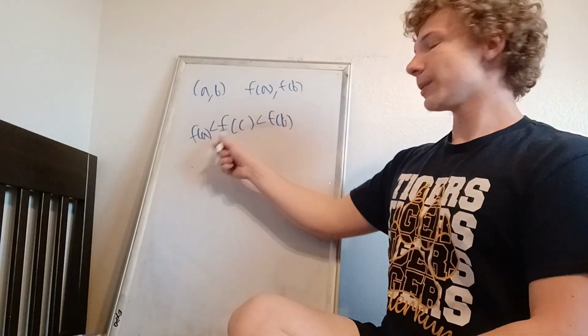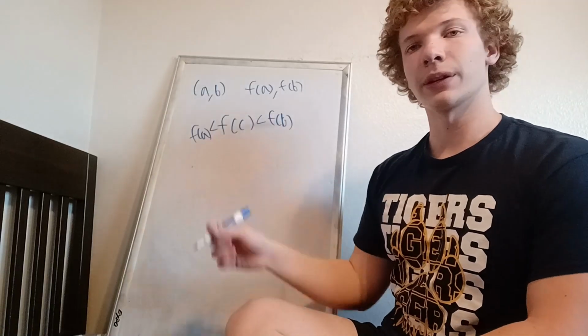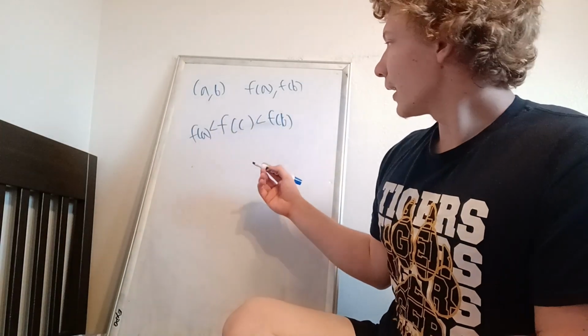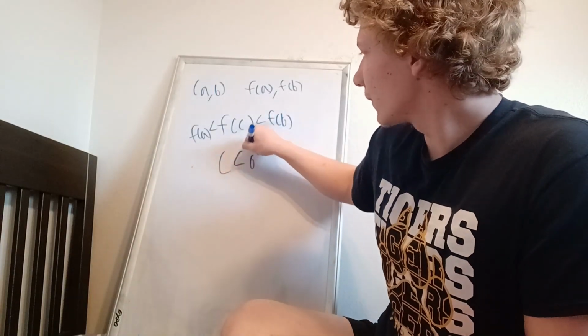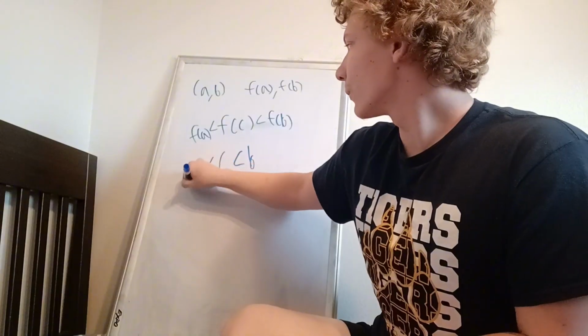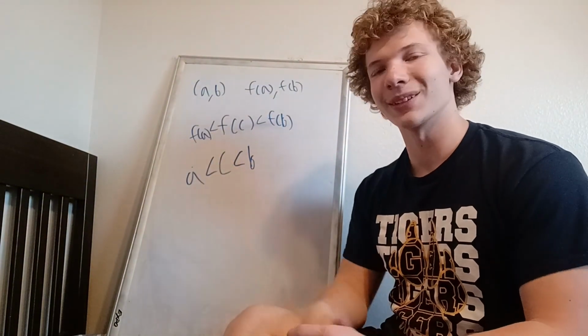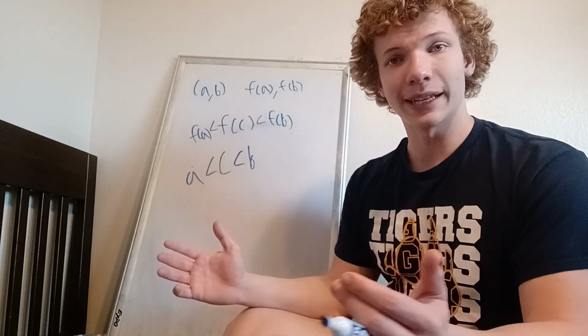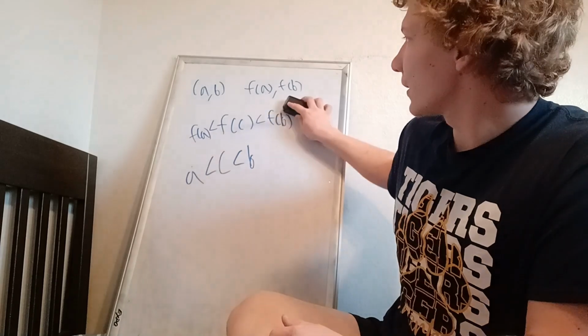If f of c is between these two values, and it could be the other way around if f of a is greater than f of b, then there must exist some c between a and b, which will give this value. Now, that is a whole bunch of letters. There's not even a single number on here. So what the heck is all this jargon? Well, let's give you a nice and concrete example.